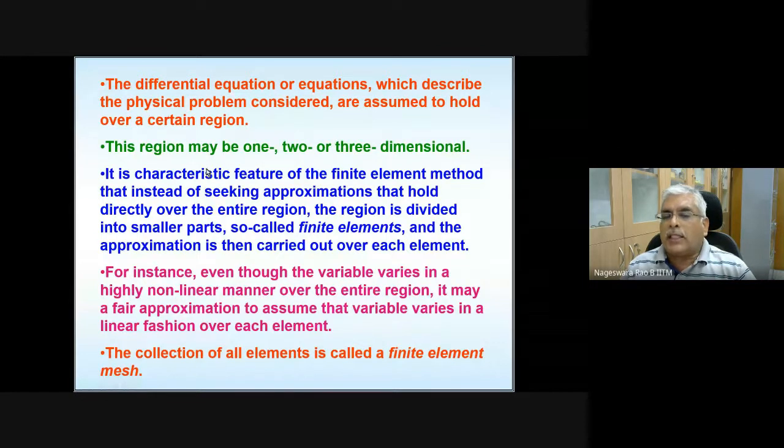It is a characteristic feature of the finite element method that instead of seeking approximations that hold directly over the entire region, the region is divided into smaller parts called finite elements, and the approximation is then carried out over each element.